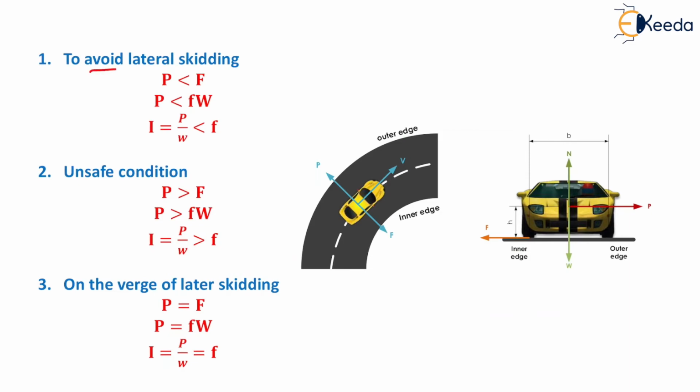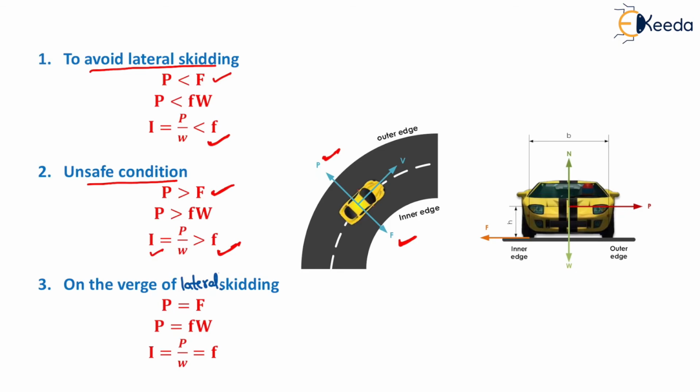Now to avoid lateral skidding, that is the safe condition, P should be less than F. It means that if F is greater than centrifugal force P, then lateral skidding will not take place. If P is less than F, then we will put the value of capital F, which will be equal to small f into W. So P by W, which is less than small f, that is the coefficient of lateral friction. Now for unsafe condition, P should be greater than F. After putting the value of F, we will get P by W, which should be greater than the coefficient of lateral friction, that is small f.